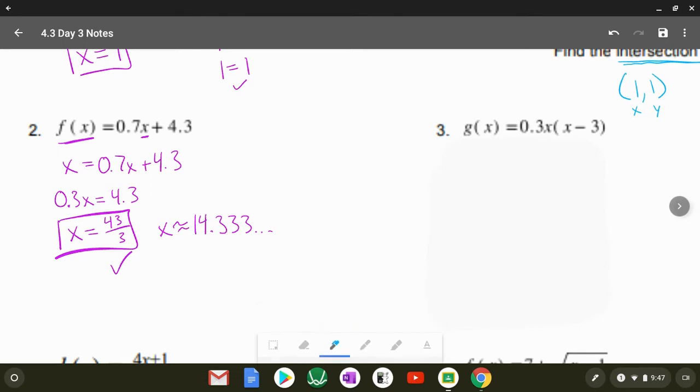So now that we have the idea of what a fixed point is, go ahead and try number 3 on your own. Pause the video, try it, and then unpause it and check your answer to make sure that you got it.